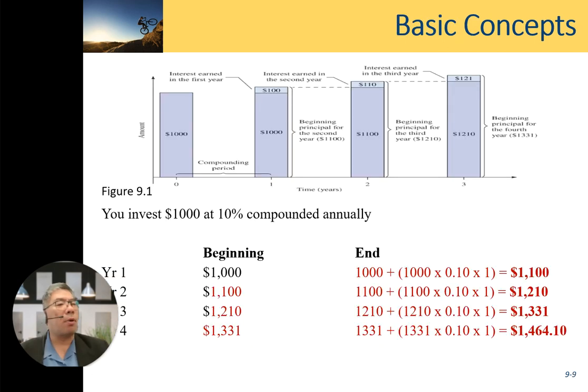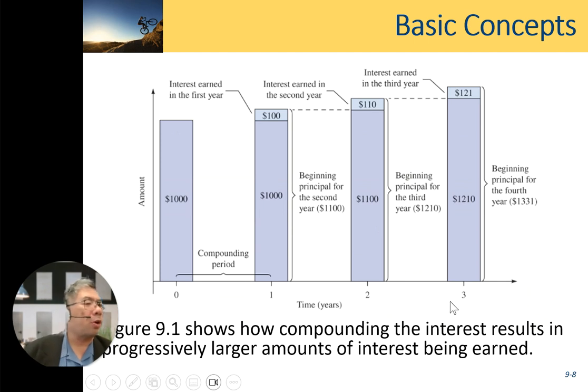So the basic concept of this is simple. From year 0 to year 3, 1,000 is the principal. Compounded, the first year goes from 1,000 to 1,100, which is 100 of interest in the first year. Then the beginning principal is 1,100 in year 2, and the interest is 110 in the second year. In the third year, the beginning is 1,210, and the interest earned is 121. So the end of one year becomes the beginning of the next. Compound interest results in progressively larger amounts of interest being earned.